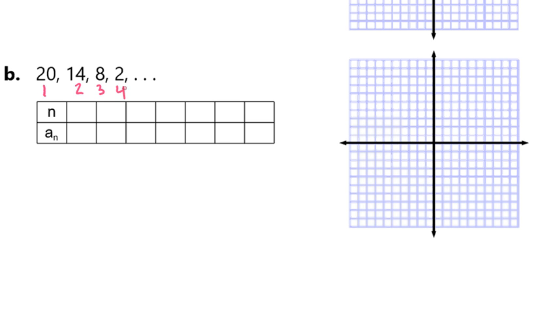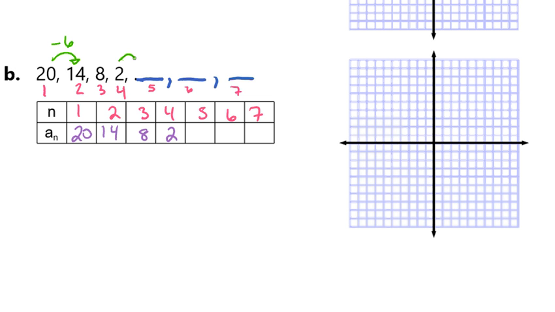All right, so here we have our terms, right? First term, second term, third term, fourth term. We have to find the next 3 terms. So that'll be 5, 6, and 7. So 1, 2, 3, 4, 5, 6, 7. Let's put in the ones we know. We know that we've got 20 and 14 and 8 and 2, and it's going down. In fact, it's decreasing by 6 each time.